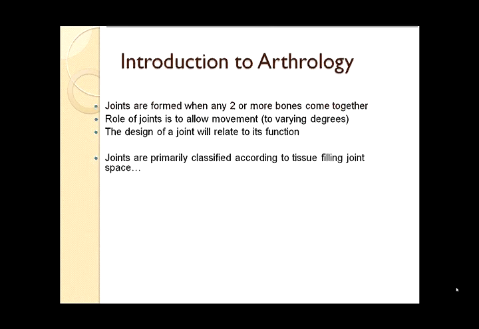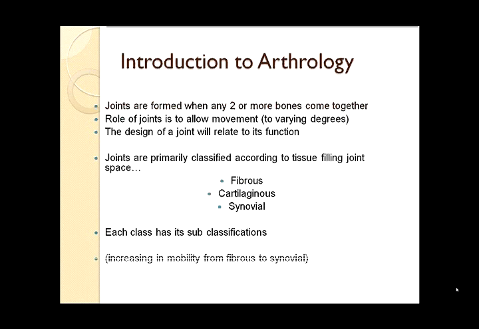Joints are classified according to the tissue filling the joint space. There is a primary classification of a fibrous joint, a cartilaginous joint, or a synovial joint. A fibrous joint is a joint whereby there is fibrous tissue or a ligament lying between the two bones. A cartilaginous joint is where there is a pad of cartilage lying between the two bones, and a synovial joint is where we have synovial fluid lying between the two joints. And each of these three primary classifications will have a subclassification.